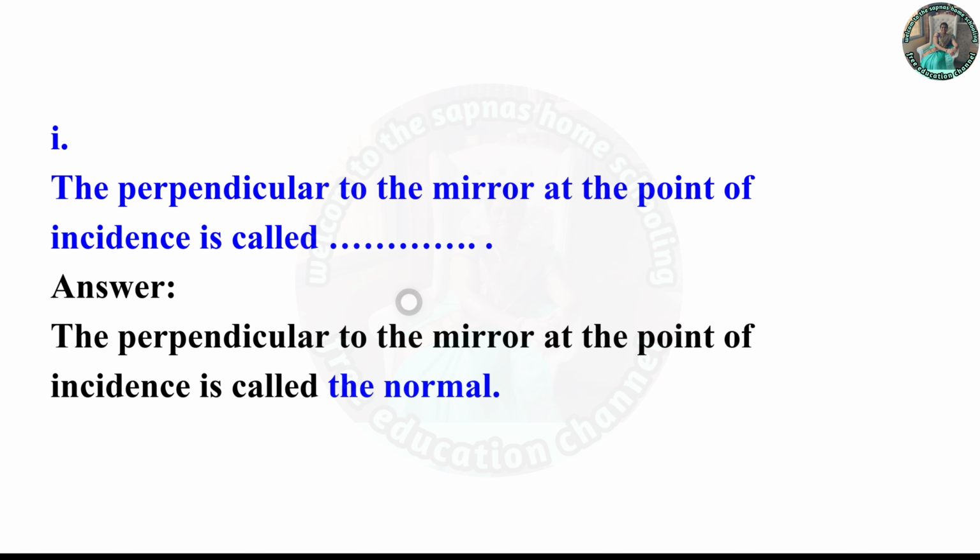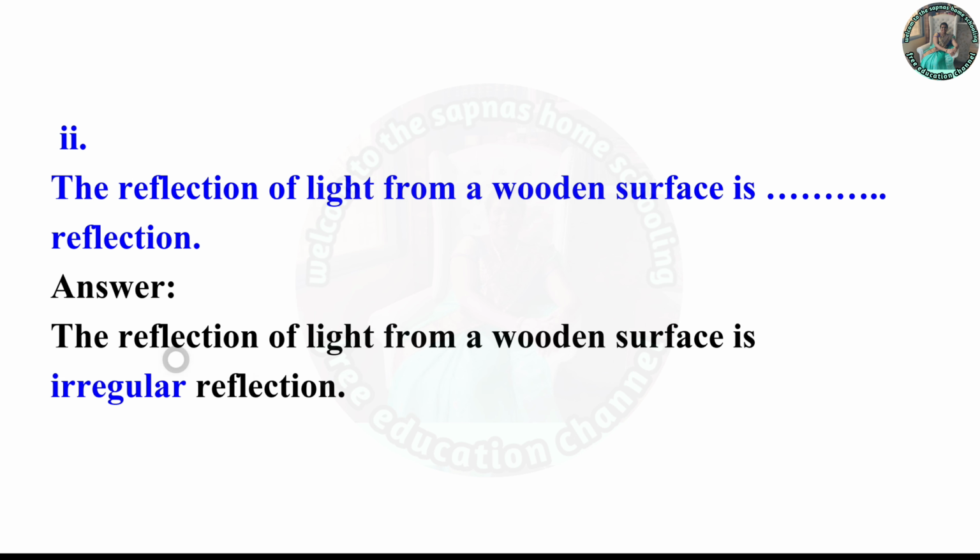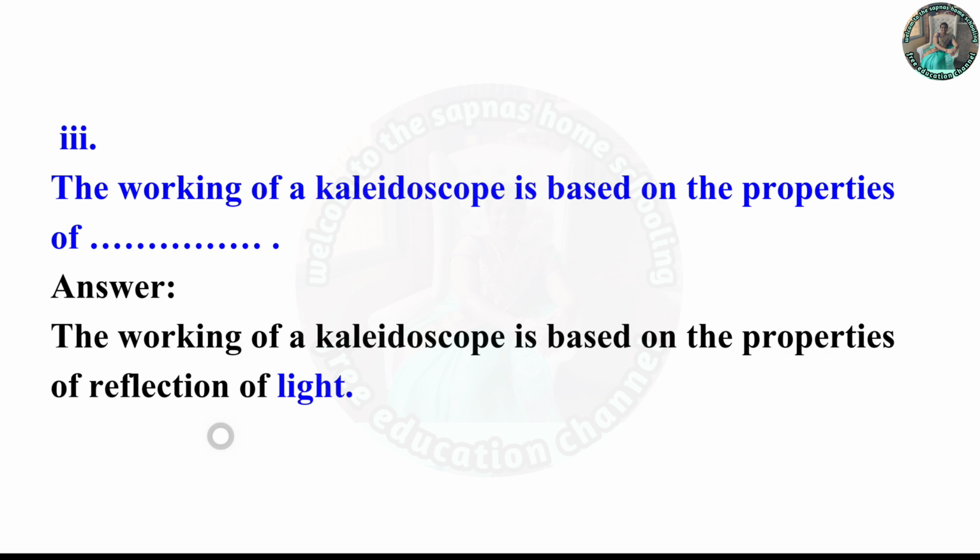Fill in the blanks. The perpendicular to the mirror at the point of incidence is called the normal. The reflection of light from a wooden surface is irregular reflection. The working of a kaleidoscope is based on the properties of reflection of light.